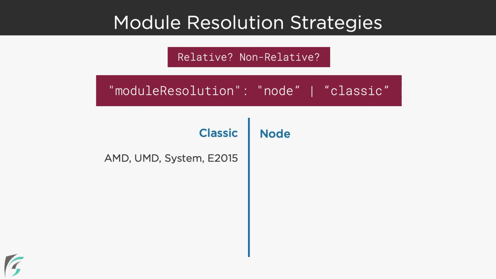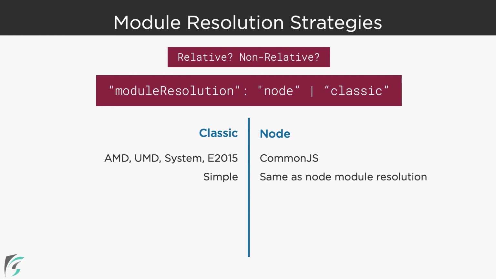The first thing to know is that the default value for the module resolution compiler option is dependent on what type of modules we have configured the compiler to emit. Classic mode is default resolution strategy if we are emitting AMD, UMD, System, or ECMA 2015 module. For CommonJS module, node is the default resolution strategy. The process of resolving module in classic mode is very simple. We will check it now in a couple of minutes.